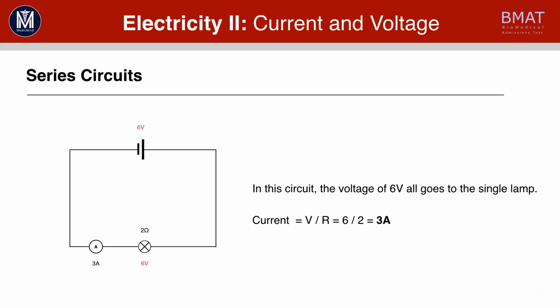Let's have a look at this diagram. In this circuit, the voltage of 6 volts all goes to the single lamp. There is one cell giving 6 volts of energy, one lamp with a resistance of 2 ohms, and an ammeter, which we assume has no resistance. The current will be equal to the voltage of 6 divided by the resistance of the whole circuit, which is 2, only coming from the lamp, so the total current is 3 amps.